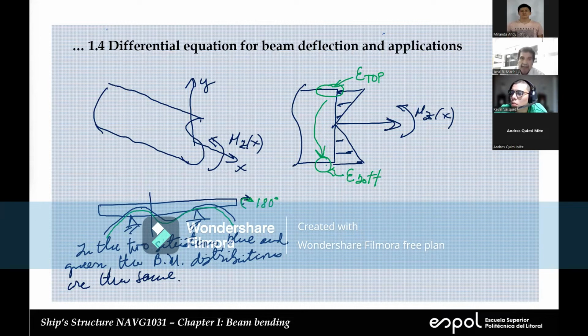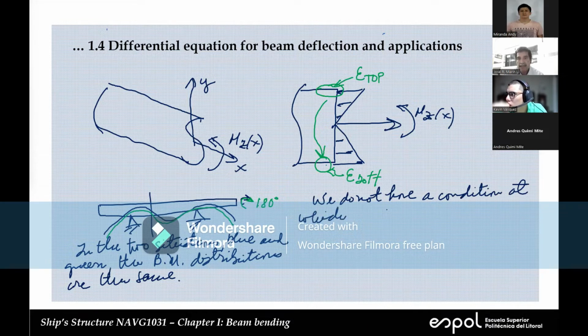We get the strain in the blue situation, and then we subtract the value that we obtain for the strain when we have rotated the shaft by 180 degrees. That's what we need. So we do not have a condition at which the whole shaft is free of any stress.